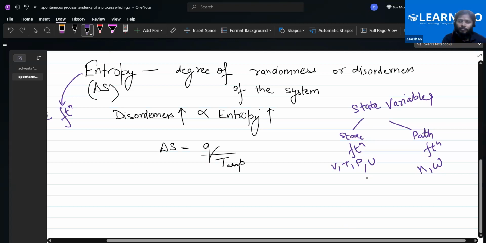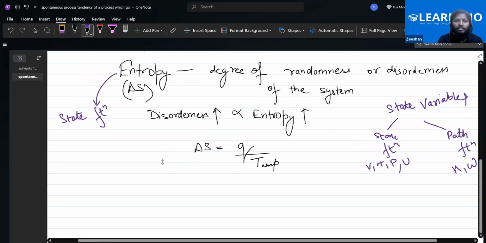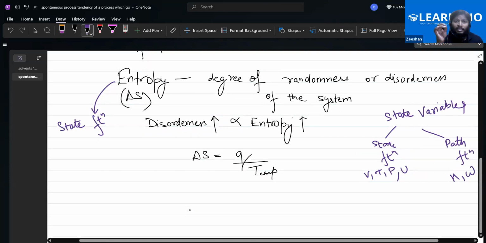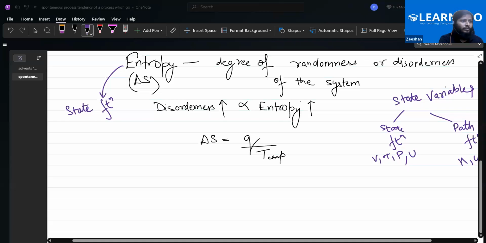Now you understood? Yes, sir. So entropy, this randomness, is also a state function. At a particular time, you can say that the molecules in this container or in this system have this randomness in it. Okay.